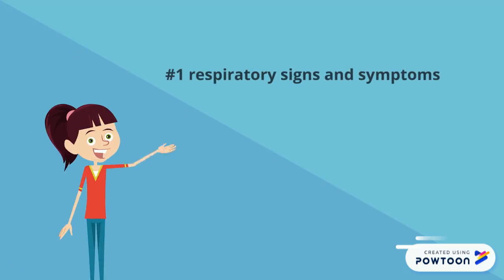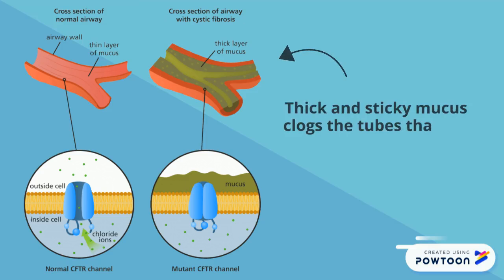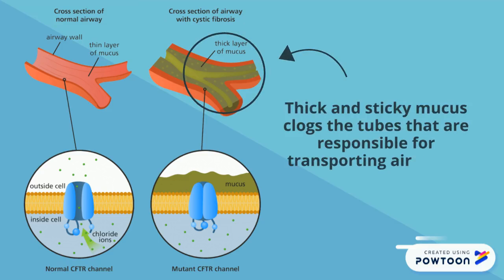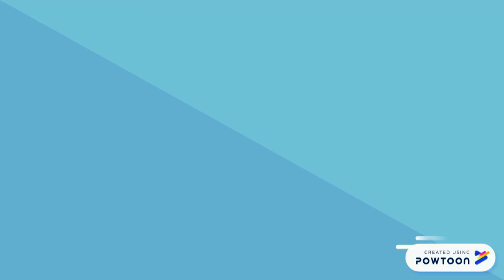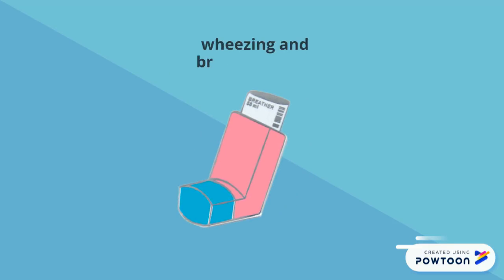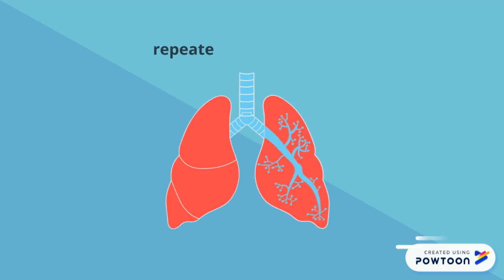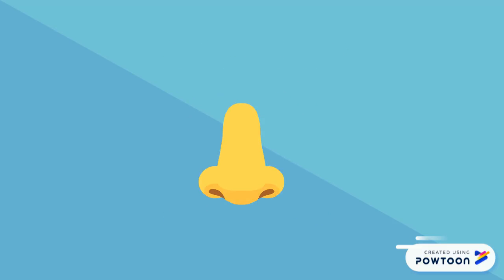The first one would be respiratory signs and symptoms. The thick and sticky mucus associated with cystic fibrosis clogs the tubes that carry air in and out of your lungs. The signs and symptoms are a persistent cough that produces thick mucus, wheezing, breathlessness, exercise intolerance, repeated lung infections, and inflamed nasal passages or a stuffy nose.